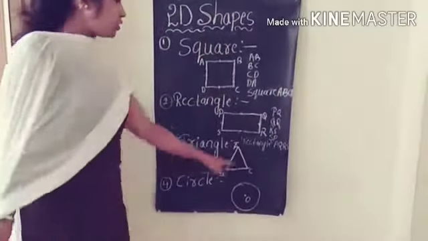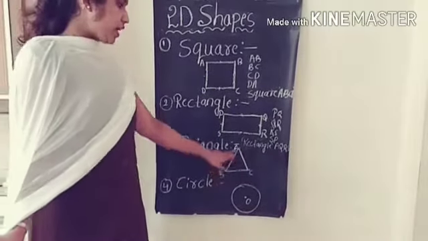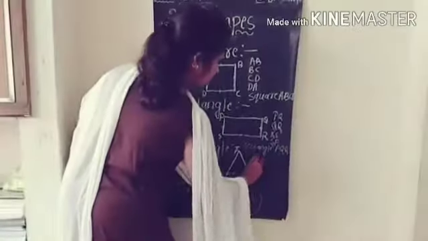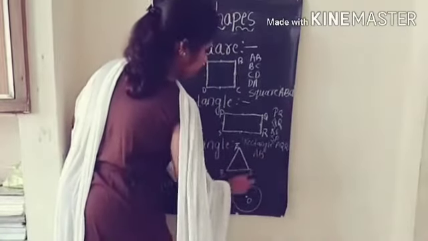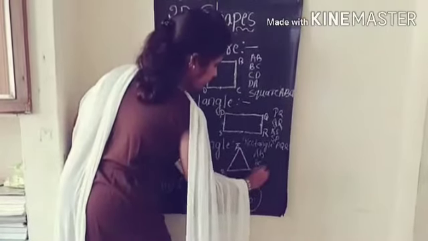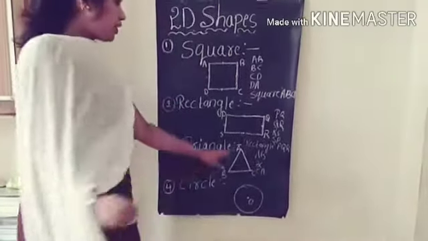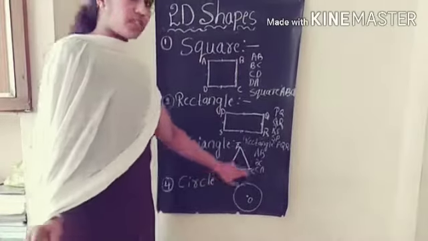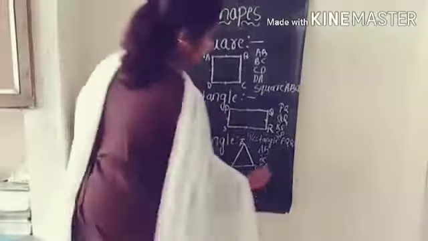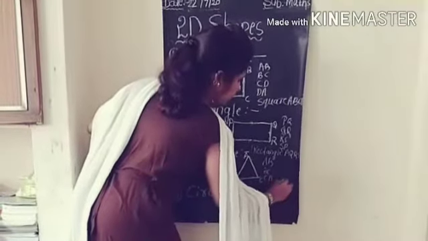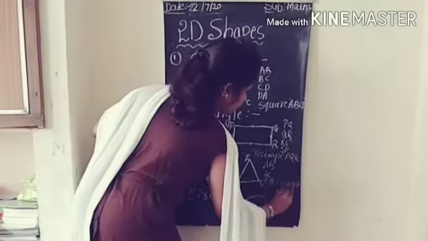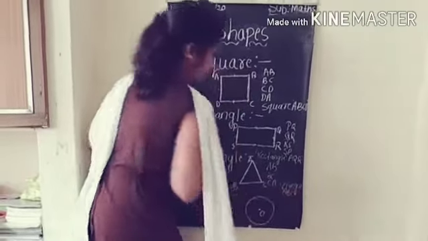Okay. What is this? Triangle. It has 3 sides. They are AB, BC and CA. It has 3 corners A, B, C. We name the triangle using its corners. Triangle A, B, C. Okay.